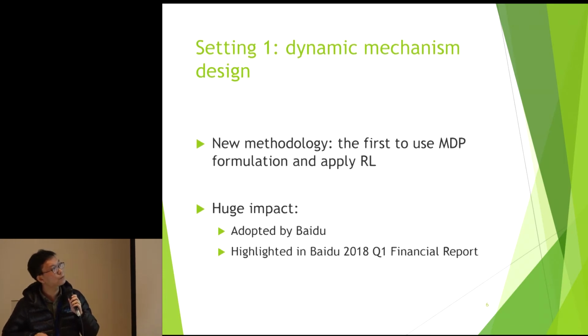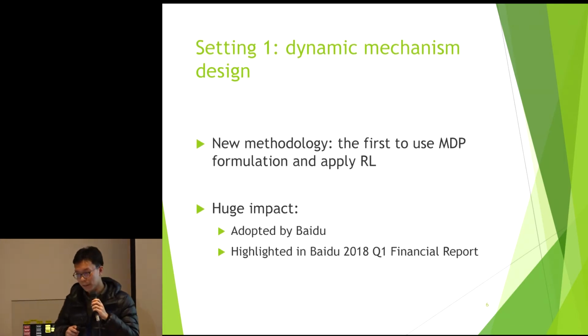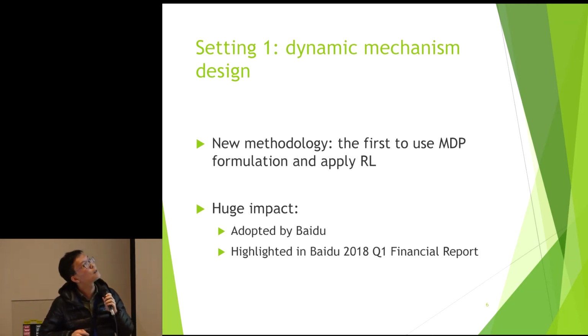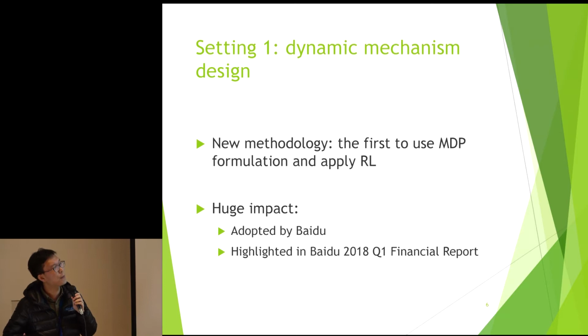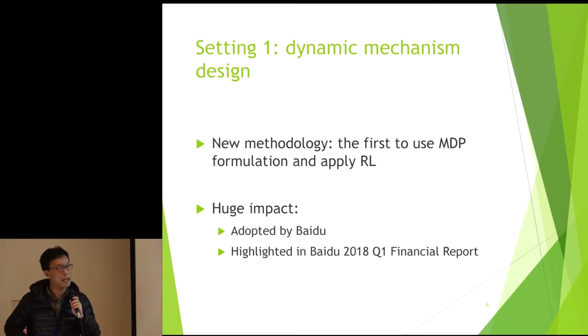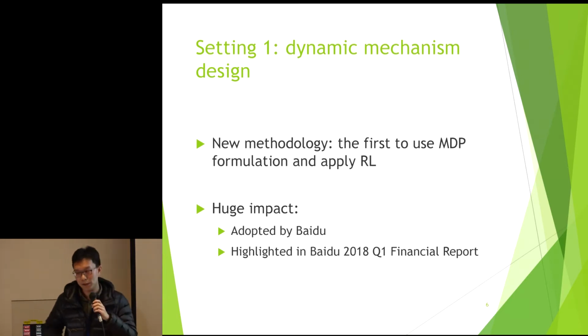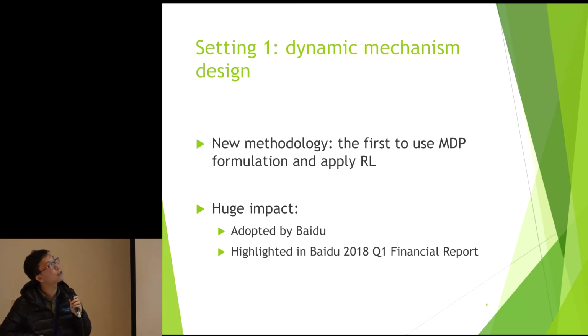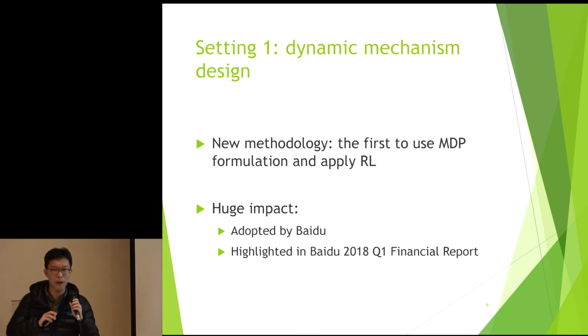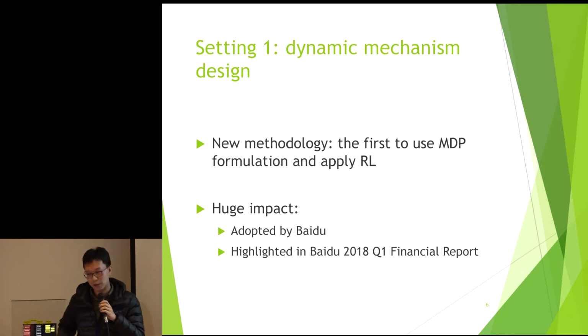I'm going to talk about two different settings where AI can help us design mechanisms. The first setting is the dynamic sponsored search auction design. We formulate this problem as a Markov decision process and then apply a reinforcement learning algorithm to solve the Markov decision process. Our framework has already been adopted by Baidu, which is a major Chinese search engine, and it was highlighted in Baidu's last year's Q1 financial report.